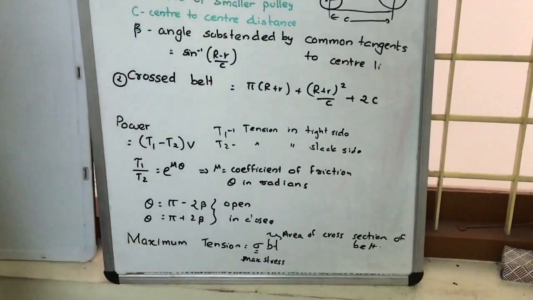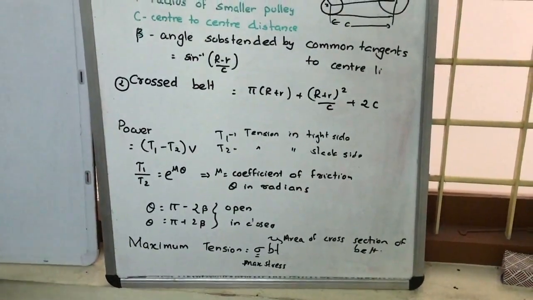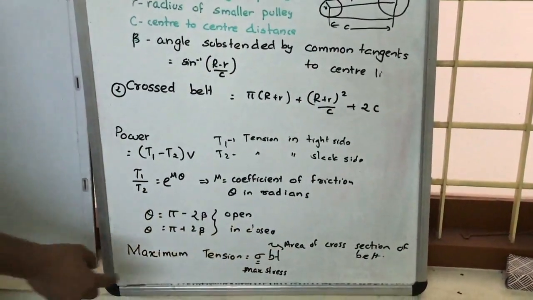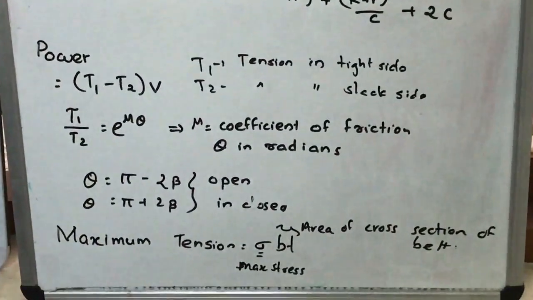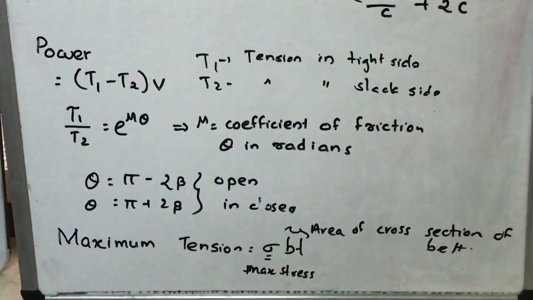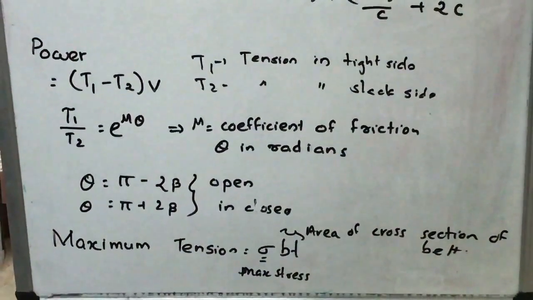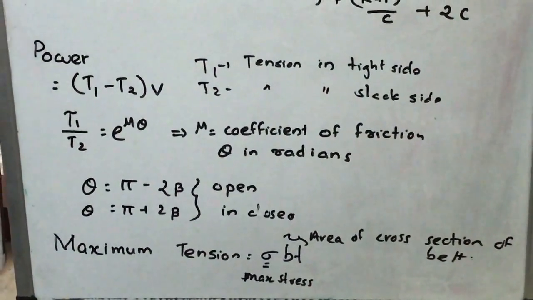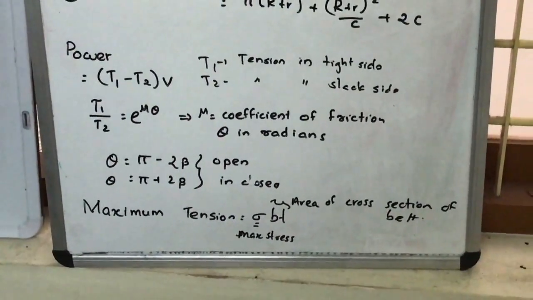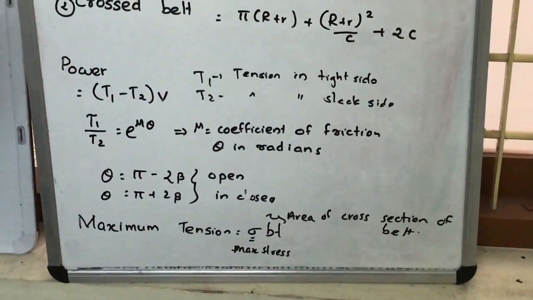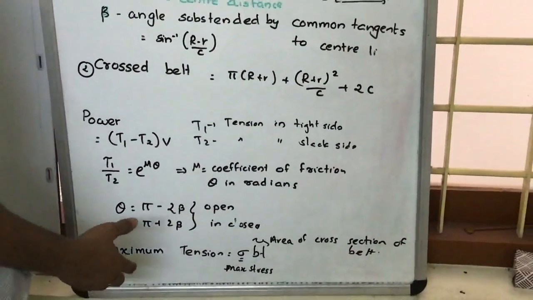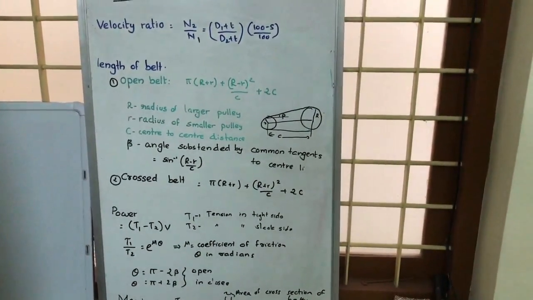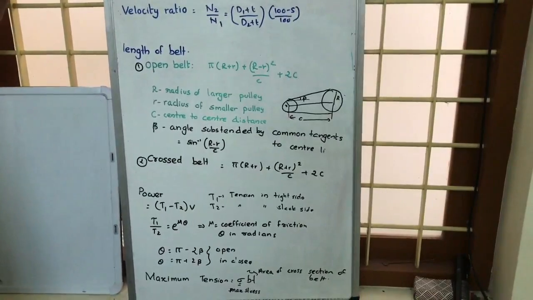Now, maximum tension. For the given material of the belt, there will be a maximum stress for that particular material. Let that be sigma. When sigma is multiplied with the area of cross section of the belt, where the area of cross section means the breadth of the belt into the thickness of the belt, we will get the maximum tension. So maximum tension is the tension in the tight side. So T1 is equal to sigma b t.